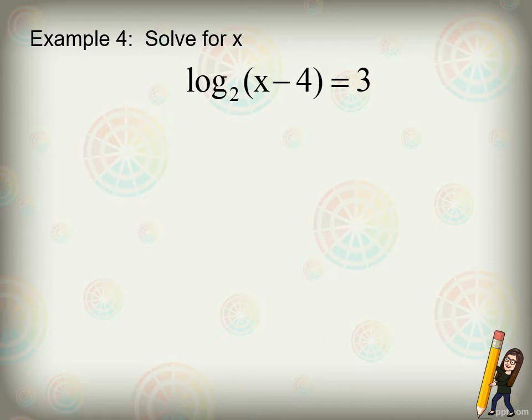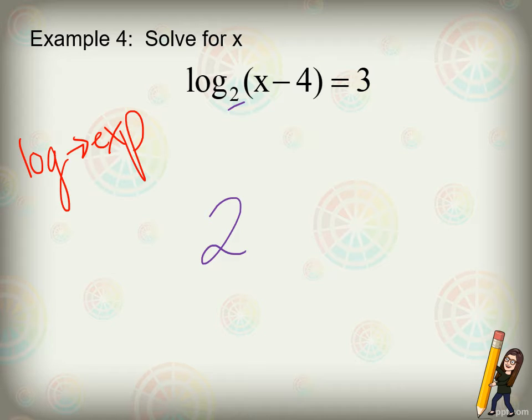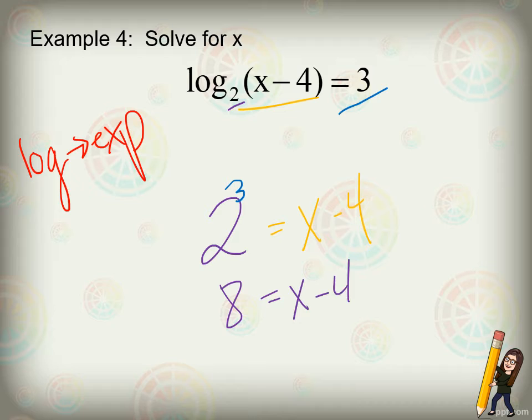Okay, I've only got one log, so again, same thing, we're going log to exponential. So in this case, the base becomes the base. The answer becomes the exponent. What's remaining becomes the answer. So this just makes it a 2-step problem, right? So we're just going to go ahead and say that we've got 8, and you just got to add that 4 over. So sometimes you'll have a little bit of Algebra 1 work to do afterwards, right?